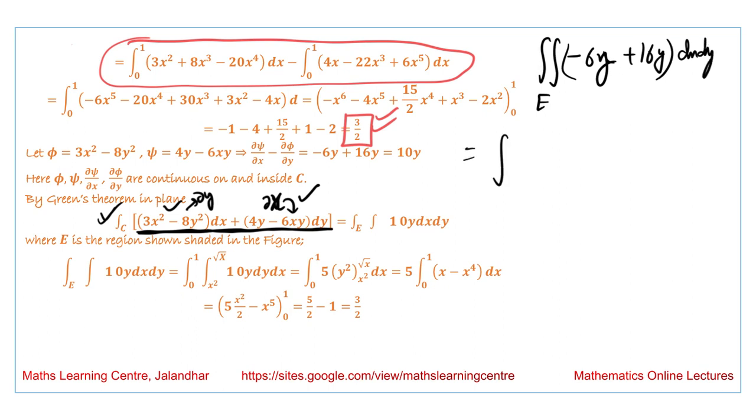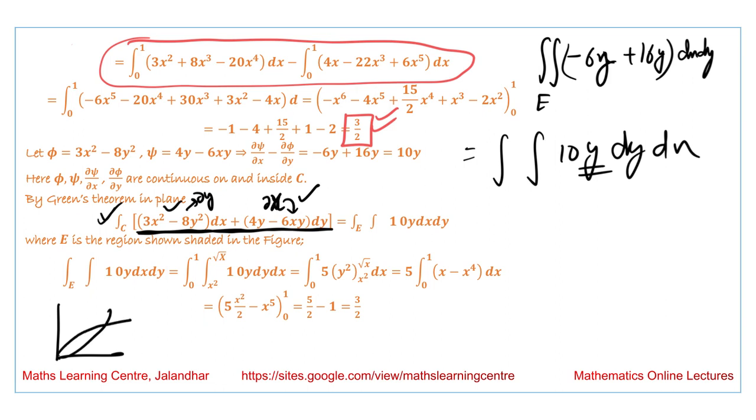So this is equal to the double integration of 10y dy dx. Now the limits for y: the two functions that we have are in this form. So y is varying between these 2 points, from x square to square root of x, and x is varying from 0 to 1. Now when we integrate this value, we obtain 5 times integration 0 to 1.